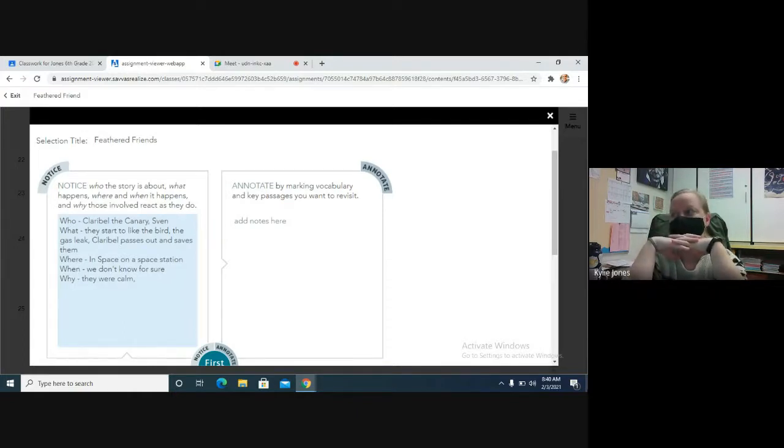What else? How do you think they felt when they realized that Clarabelle saved them? Happy? Grateful? Yeah. Lottie, what do you think? Surprised? Yeah. Surprised too. So there's a lot of things. So they were surprised that the gas leak even happened. They were grateful that Clarabelle saved them. They were distressed by the fact that that even happened. So there's a lot of feelings that they were feeling, right? So go ahead and write a couple of those down.